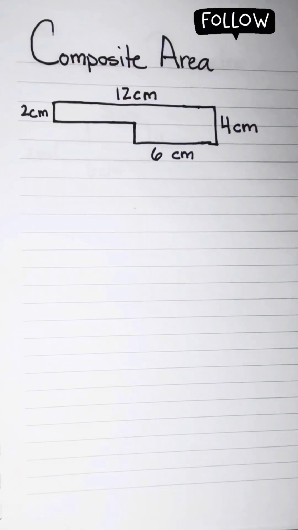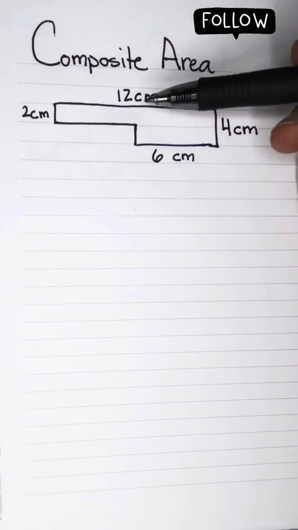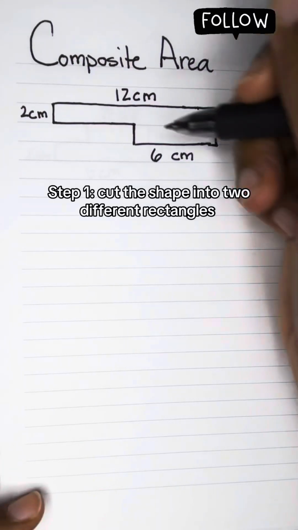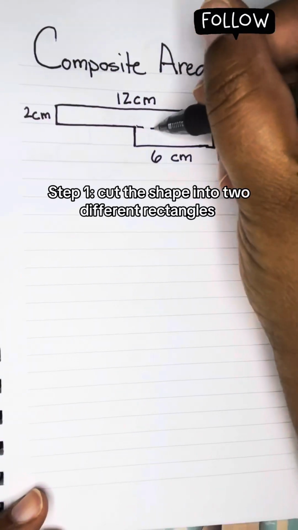All right, we got some composite area. So when you're doing these composite area shapes, you have to cut it. Now you can cut it any way you want. You can cut it long, we could cut it this way or we could cut it this way. It's really on how your eye sees it, to be honest. I'm going to cut it this way.